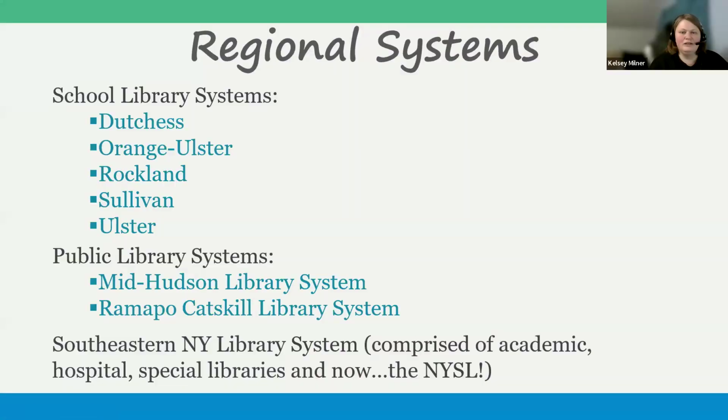So to drill down a little deeper, I'm going to talk about the regional systems that comprise Southeastern. We have 8 unique library systems. These include 5 school library systems: Dutchess, Orange Ulster, Rockland, Sullivan, and Ulster. And then we have our 2 public library systems, Mid-Hudson and Ramapo Catskill. And then we have what we call the Southeastern system, which is everybody else. And that includes academic libraries, hospital libraries, and special libraries as members.